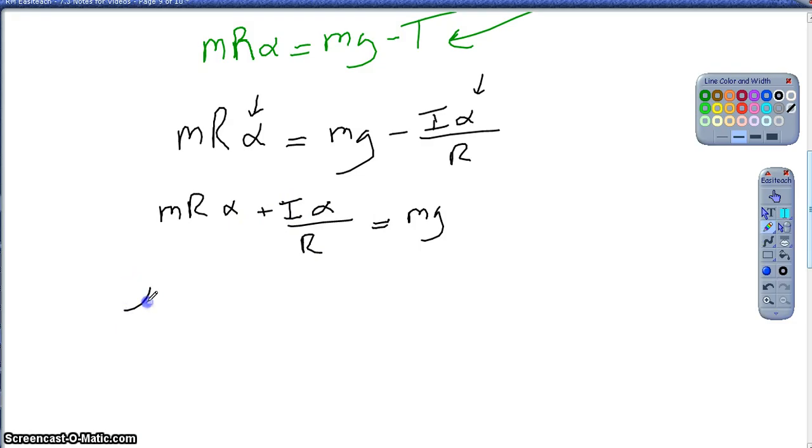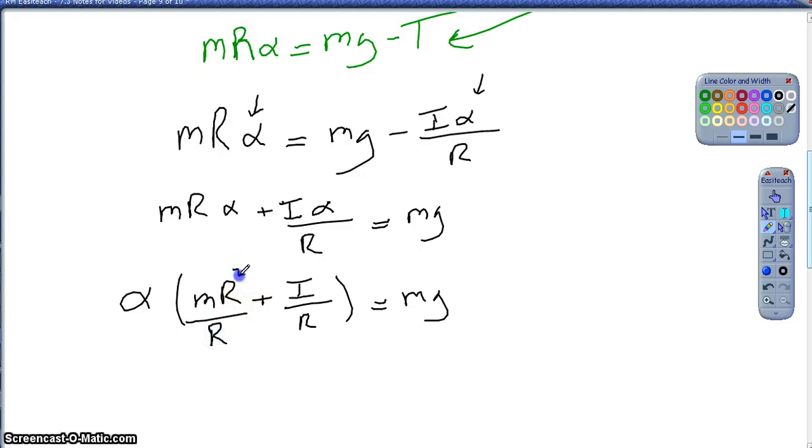And then all I have to do is factor out my alpha, right? So my mass times my radius plus my moment of inertia over my radius, and then that equals mg. At this point, you could do any number of algebraic things to clean it up. If you wanted to get a common denominator here, you absolutely could. You could make this mR squared over R, and then when I divide both sides by this whole thing, I'm dividing by the single fraction, mR squared plus I all over R.